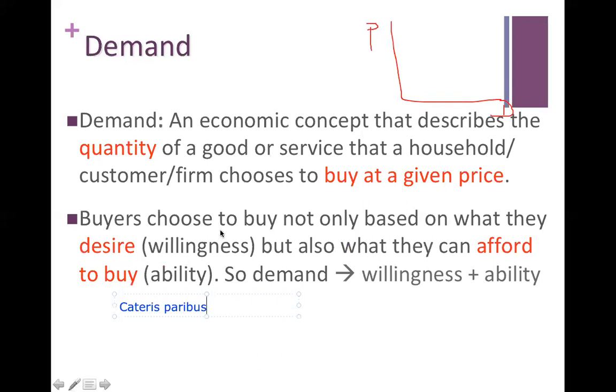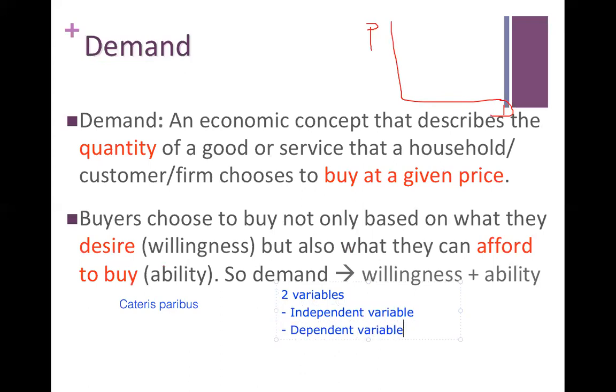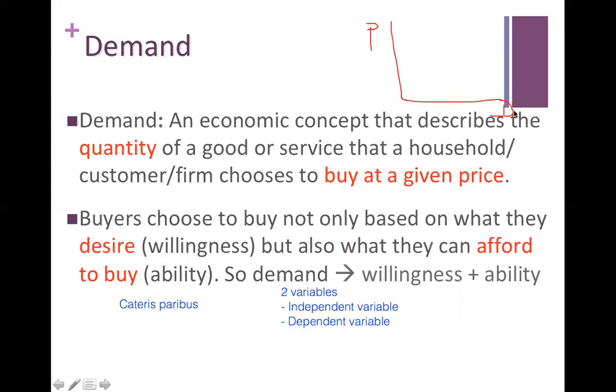So again, in creating a theory, economists or any other social scientists will need to have at least two variables. The first variable is what we call the independent variable. This is the variable that affects the other variable. And the other variable is what we call the dependent variable. In this instance, the economist tries to understand the demand, the quantity demanded, and how price affects the quantity demanded.